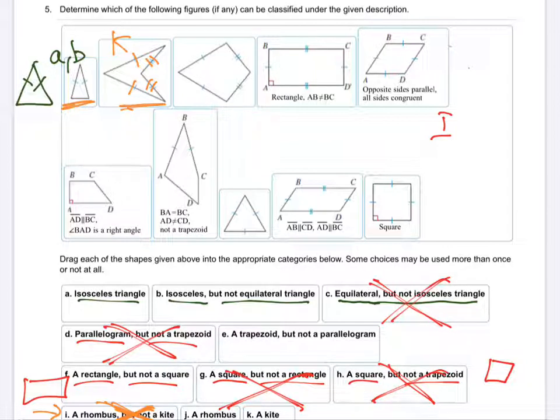The next one has got single, single, double, double. What's that? That's another kite, isn't it? Am I missing something? Just another kite. K for kite. Right? How about the next one?